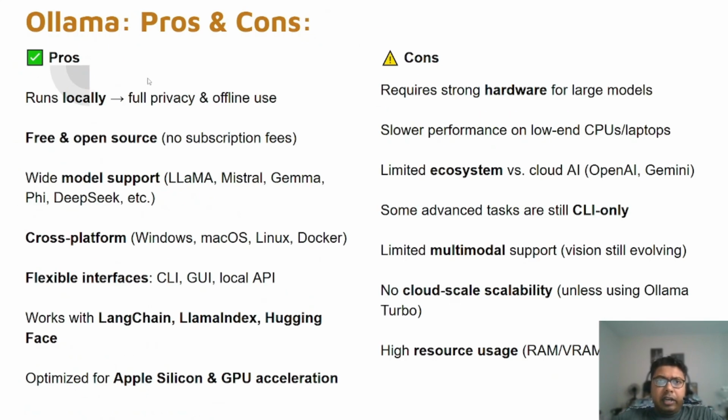Now, we are at the end of the video at this point. So we basically need to see the pros and cons of Ollama. The pros: runs locally, full privacy and offline use. Obviously, we have already learned that. But the cons is it requires strong hardware for larger models. The smaller models are okay, but if you want to install a large model, we need strong hardware for that.